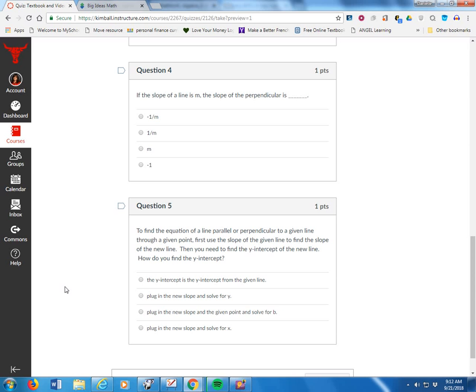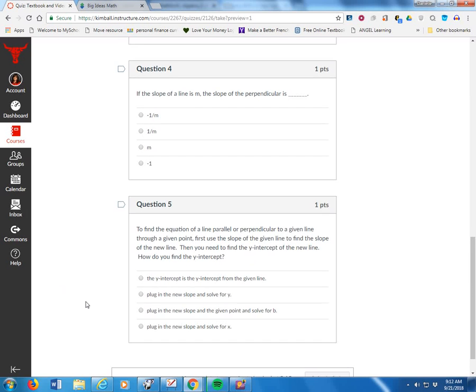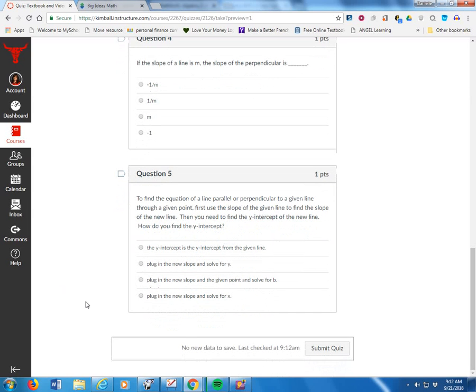And then finally, to find the equation of a line parallel or perpendicular to a given line through a given point, first use the slope of the given line to find the slope of the new line. Then you need to find the y-intercept of the new line. How do you do that? Plug in the new slope and the given point and solve for b.